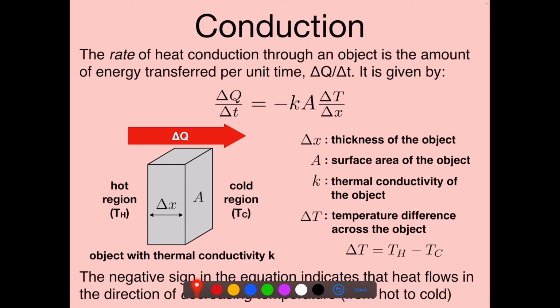Now the object has a certain area A. So this is the area that the heat actually flows through. And then the thickness of the object is delta X. That's the distance through the object that the heat has to travel through.